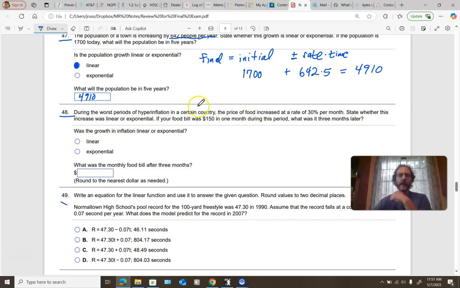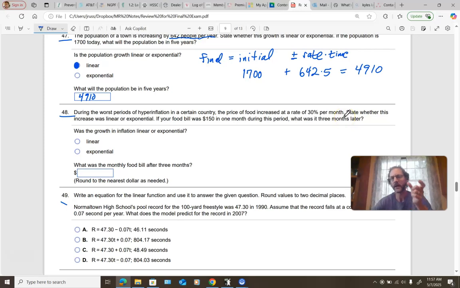exponential. Okay. It says during the worst periods of hyperinflation, and boy, that's something that I never want to experience in my lifetime. In a certain country, the price of food increased at a rate of 30% per month. That's incredible. And this has happened before in other countries. It's never happened in the U.S. Okay. State whether this increase was linear or exponential. And then furthermore, if the food bill was $150 in 1 month during this period, what would it be in 3 months later?